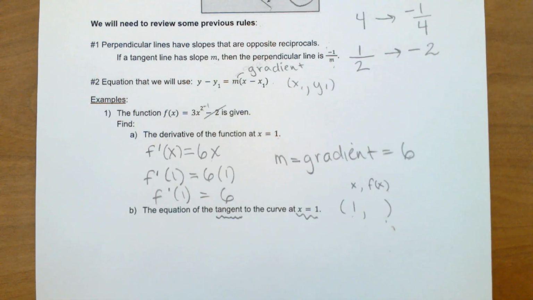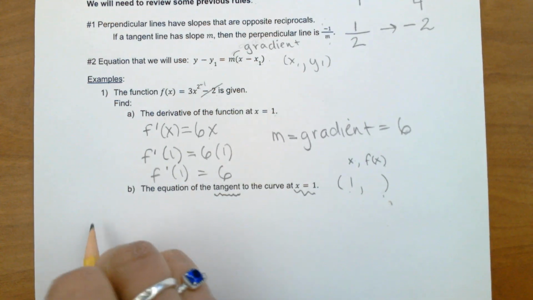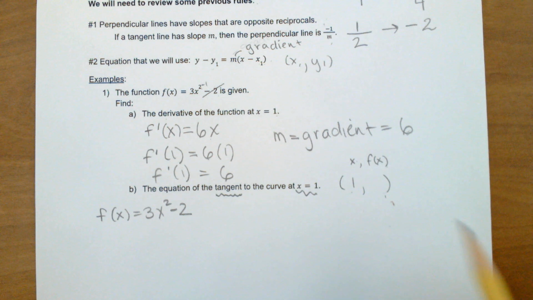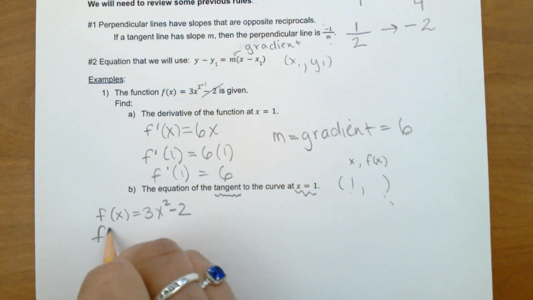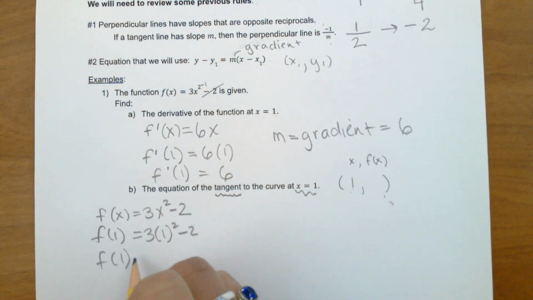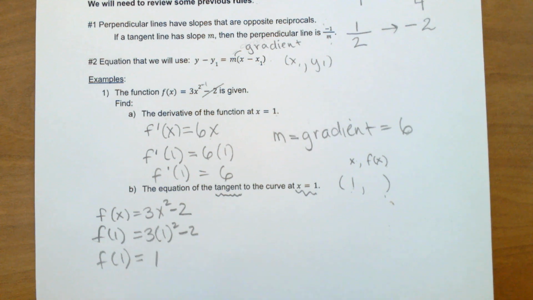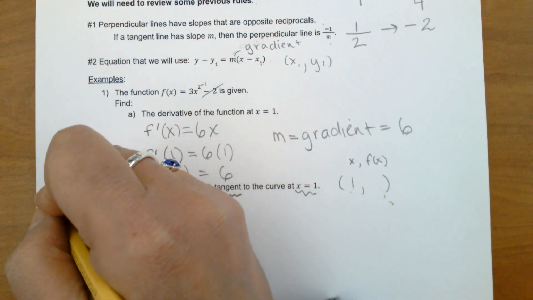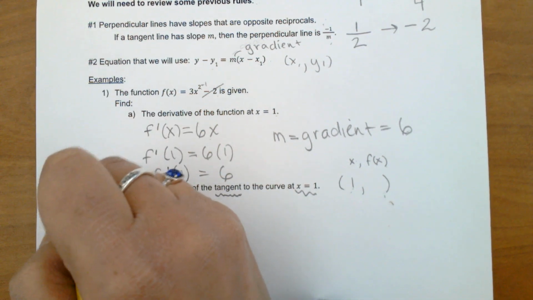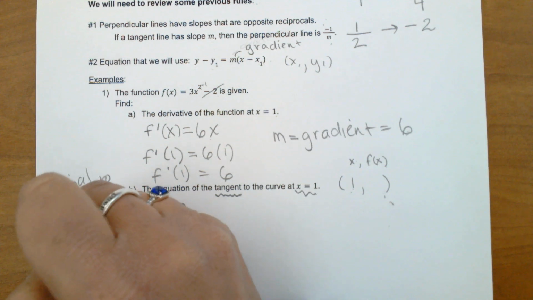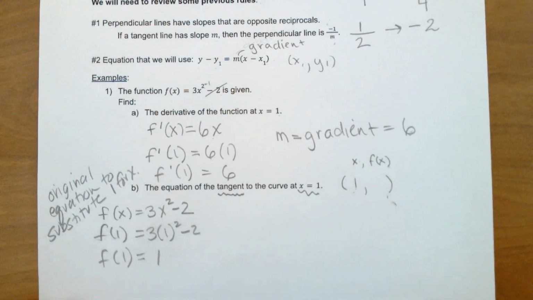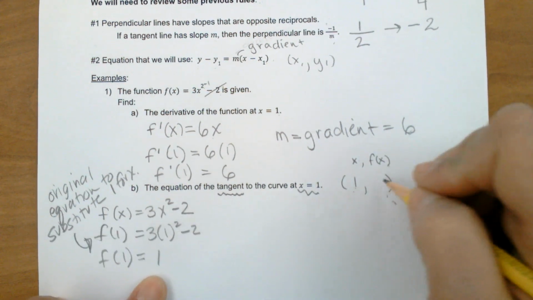So what we're going to have to do is go back to our original equation. f of x equals 3x squared minus 2, and we're going to have to substitute this number in. f of 1 equals 3 times 1 squared minus 2. So f of 1 equals 1. 3 minus 2 is 1. So we went back to the original equation to substitute 1 for x. So that's what we did here. Okay, now that we have 1, we're going to put it here.